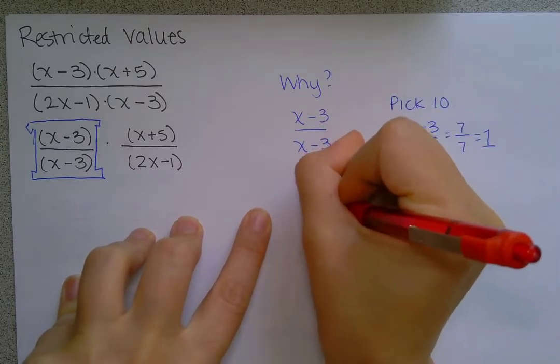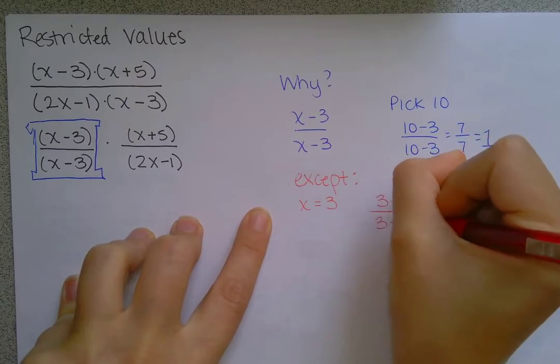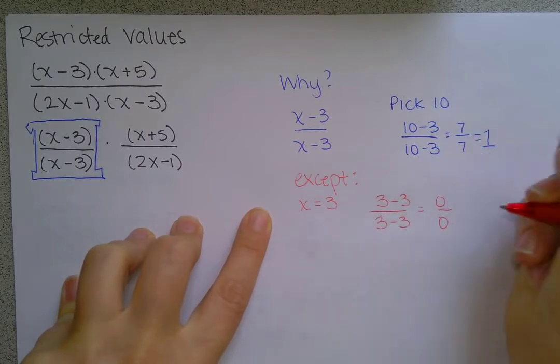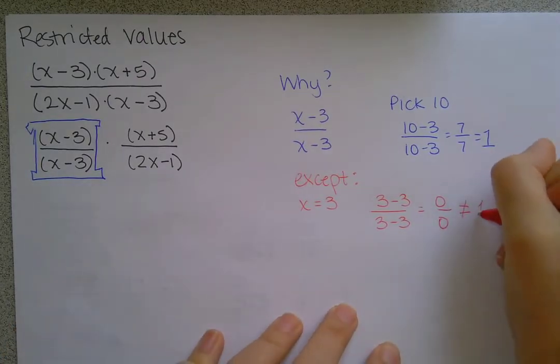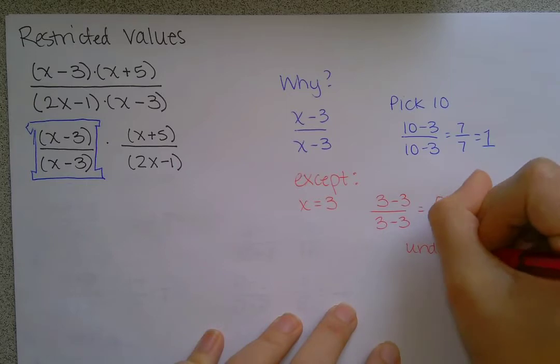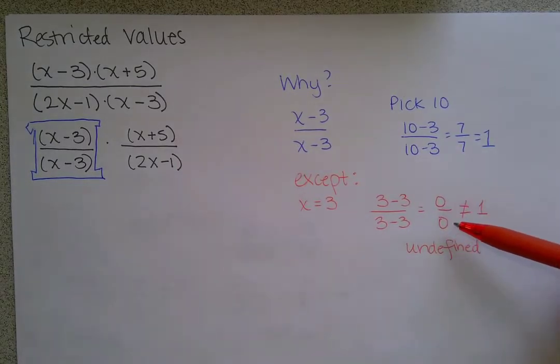If x were to be 3, you would have 3 minus 3 over 3 minus 3, which is 0 over 0. 0 over 0 is not 1. 0 over 0 is actually undefined because we don't know. We're dividing nothing by nothing. That should leave us with nothing. But when we have the same thing in the numerator and the denominator, it's funky. So it's undefined. We can't agree on whether it should be 0 or 1. So we agree that it's neither, and it's undefined.